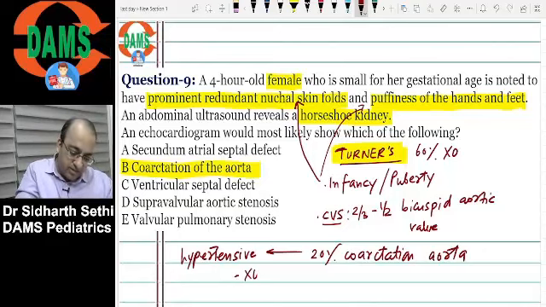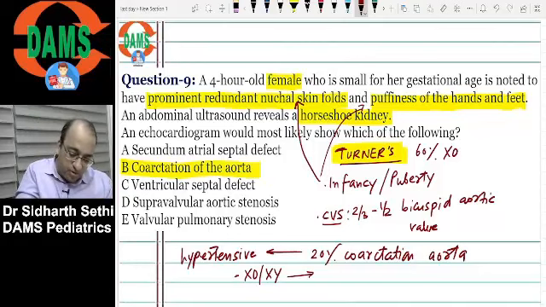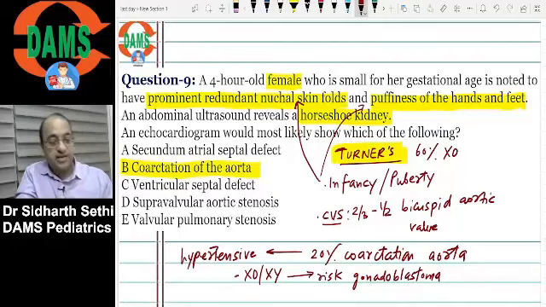Remember, some mosaics, especially XO/XY children, have some cells that are XO and some cells that are XY. It is important because these children are at risk of gonadal cancers like gonadoblastoma. Okay.